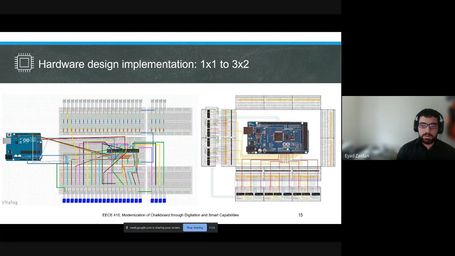The hubs are collinear so that both the emitters and sensors are facing each other. The outputs of the multiplexers are then connected to the analog pins of the Arduino. The picture on the right is a representation of the 2x3 expansion that consists of 5 hubs.